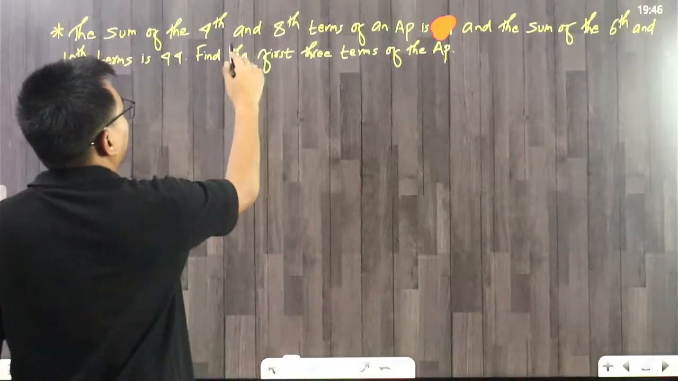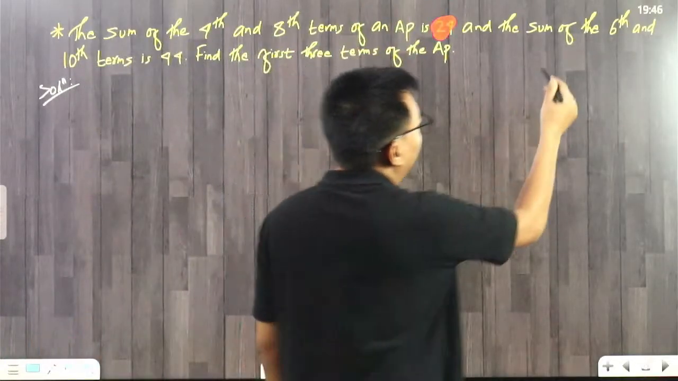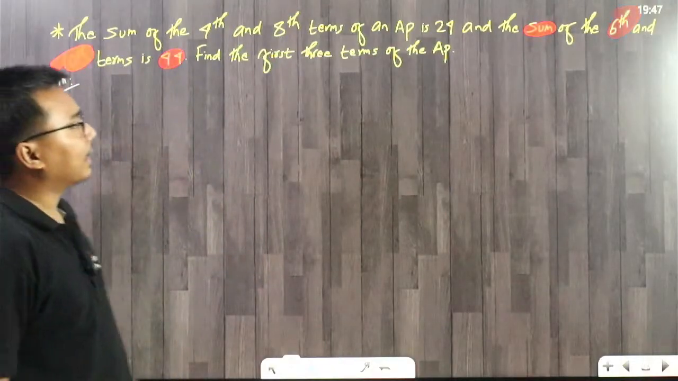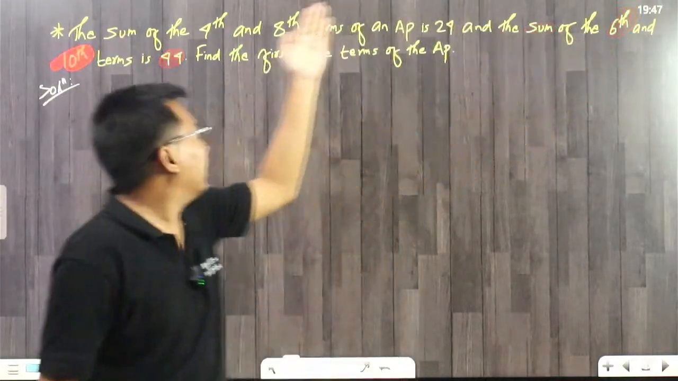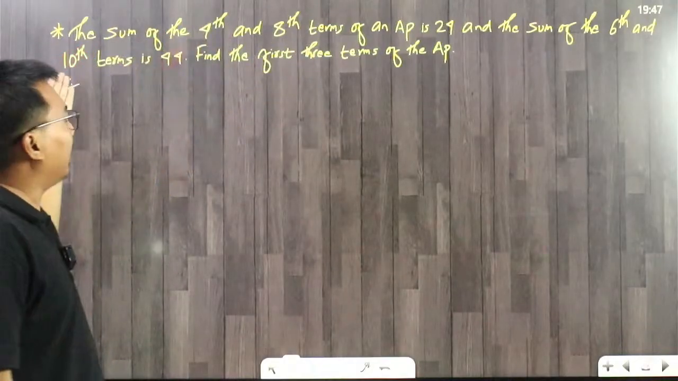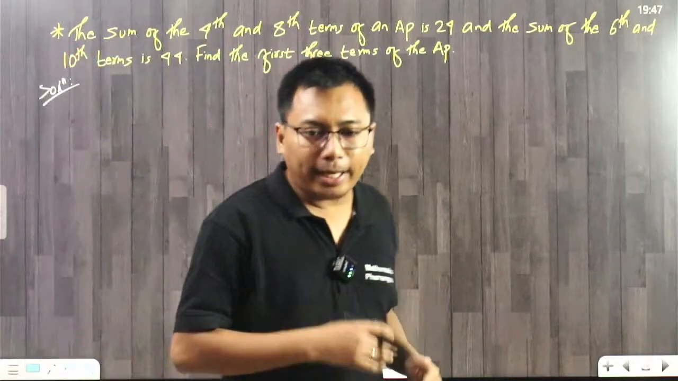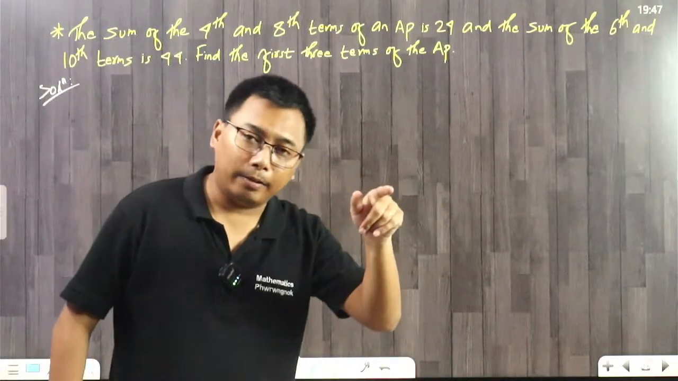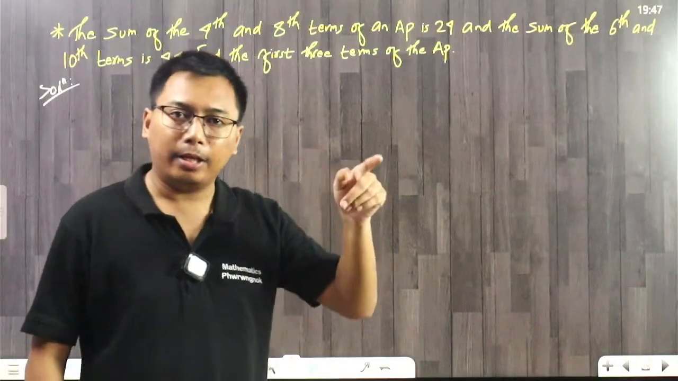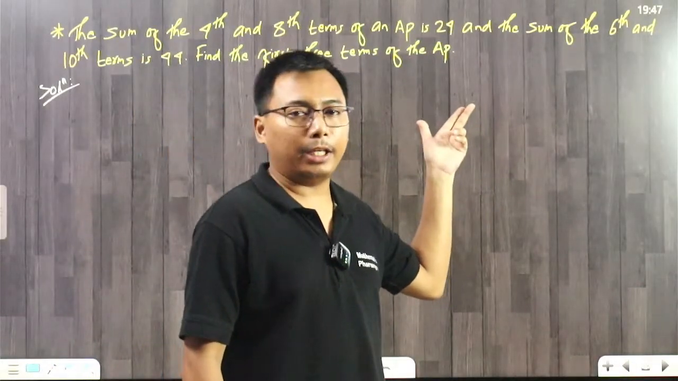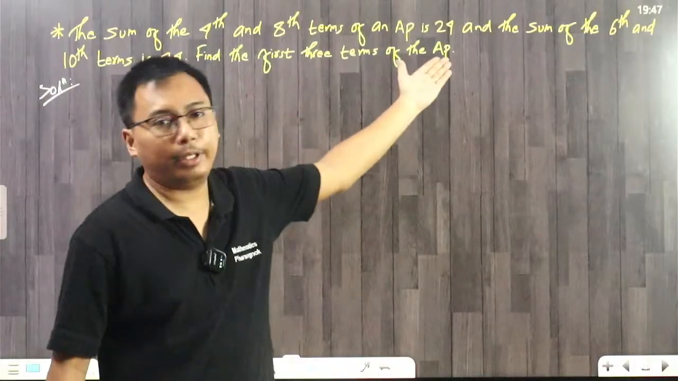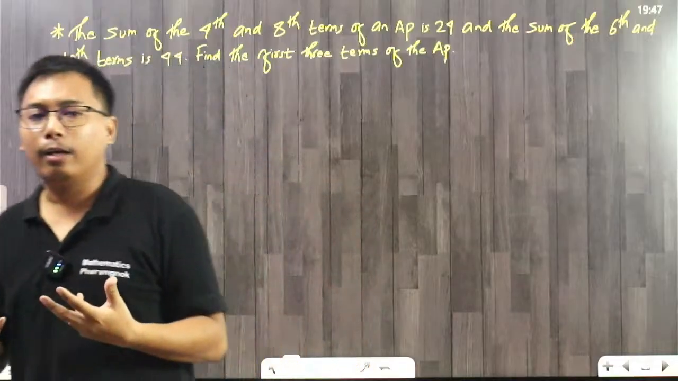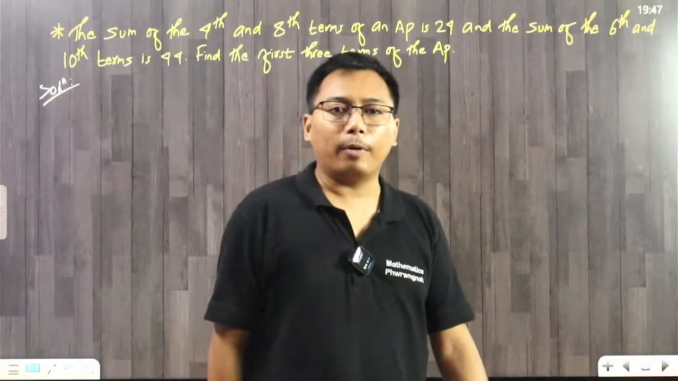The sum of the fourth and eighth terms of an AP is 24. Similarly, the sum of the sixth and 10th terms is 44, which means A6 plus A10 is giving me 44. So from this, we'll get two equations. After solving these two equations, we'll get the value of A and D. And once we get A, our first term, and D, our common difference, we can easily find the AP.